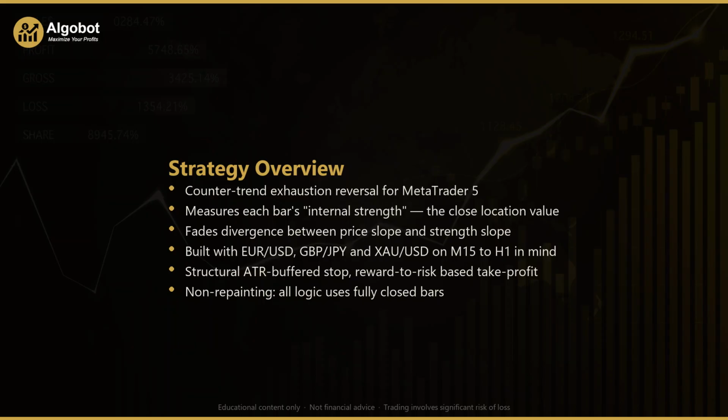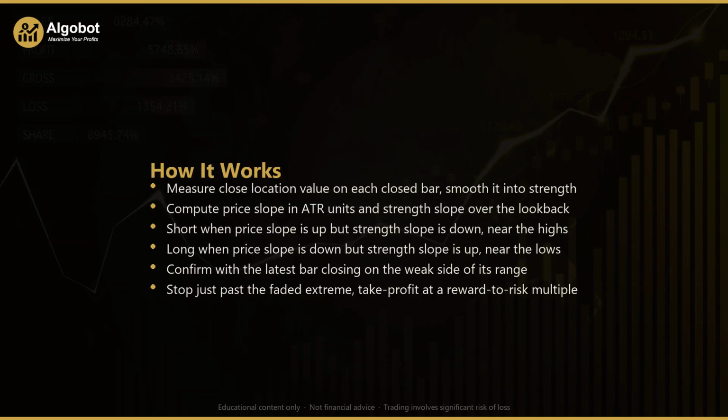This approach was built with pairs like euro to US dollar and pound sterling to Japanese yen, and with gold, on the 15-minute to 1-hour charts in mind, though it reads only the chart you attach it to. It's suited to a trader who is curious about mean reversion and exhaustion logic, and who wants to study a disciplined, rules-based reversal engine rather than chase trends. And of course, trading always involves risk, and losses do occur. Let's walk through the mechanics step by step.